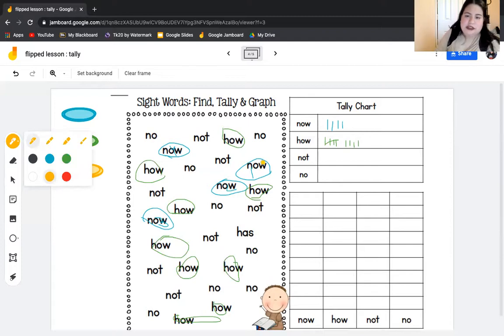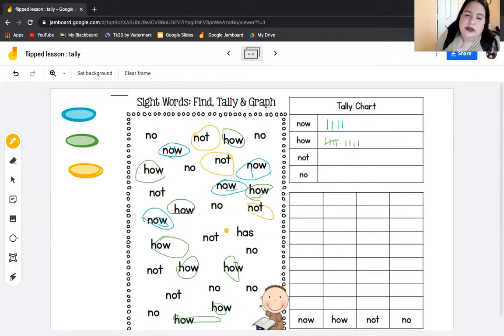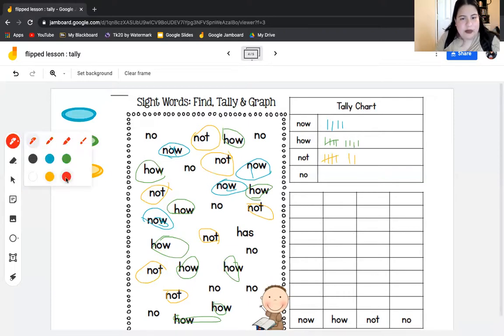Now we are going to switch to the word not. We have 1, 2, 3, 4, 5, 6, 7. 7 knots. And last, we have the word no.